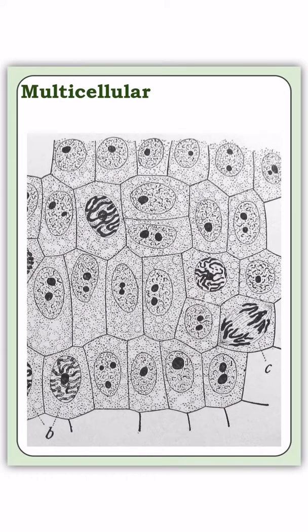Animals are multicellular, which is to say that they have more than one cell. Here you can see an example showing a bunch of onion cells.